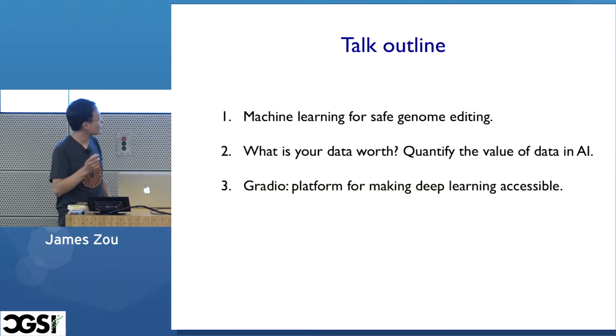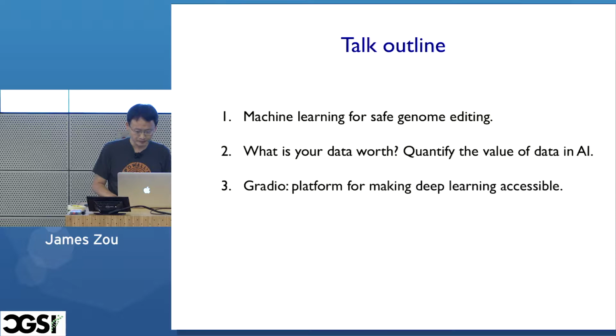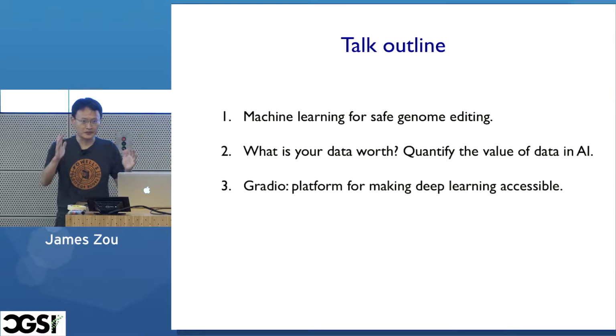I actually changed the talk a little bit, also based on some of the interesting things I saw from the morning talks. So before jumping into the data evaluation parts, I want to give you a concrete example of one recent applied ML work that we've been doing: applied machine learning to improve genome editing. Then, given that context, I'll talk about the value of data in machine learning, especially in biomedical applications. And then, inspired by Casey's talk from the morning, I'll tell you about a new platform that we developed that makes it extremely easy to share machine learning models, especially with biologists, clinicians, and non-experts. It's called Gradio.